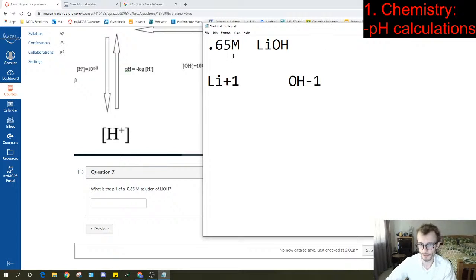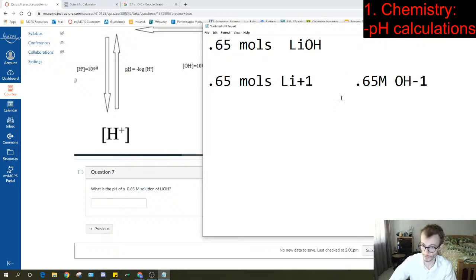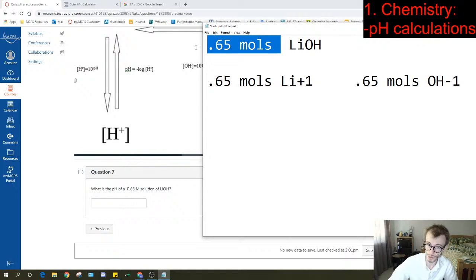Okay, so if I have 0.65 molar of lithium hydroxide, then when it dissolves, I have 0.65 molar of both lithium and 0.65 M of hydroxide. Again, M stands for moles per liter. So if I imagine I have 1 liter of this, then this just means moles. Right? So this is basically the concentration. In this 1 liter, I have 0.65 moles of this.